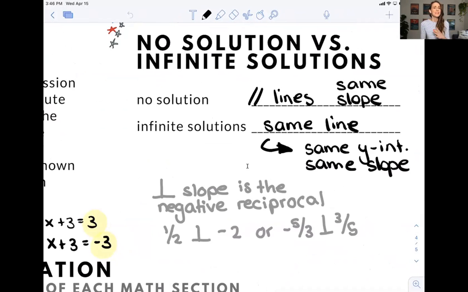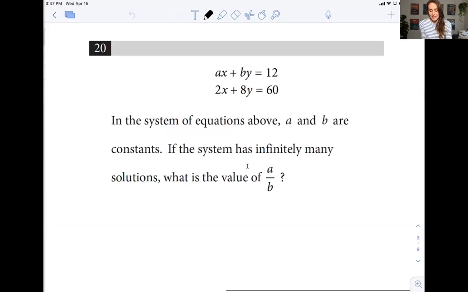If you have infinitely many solutions, that means it's one line right on top of another line. So you're going to have the same slope once again, and you're going to have the same y-intercept. Usually the y-intercept doesn't really matter that much for these kinds of questions. I really don't know why. I'm still waiting for the question where the y-intercept would actually matter, but it generally just does not.